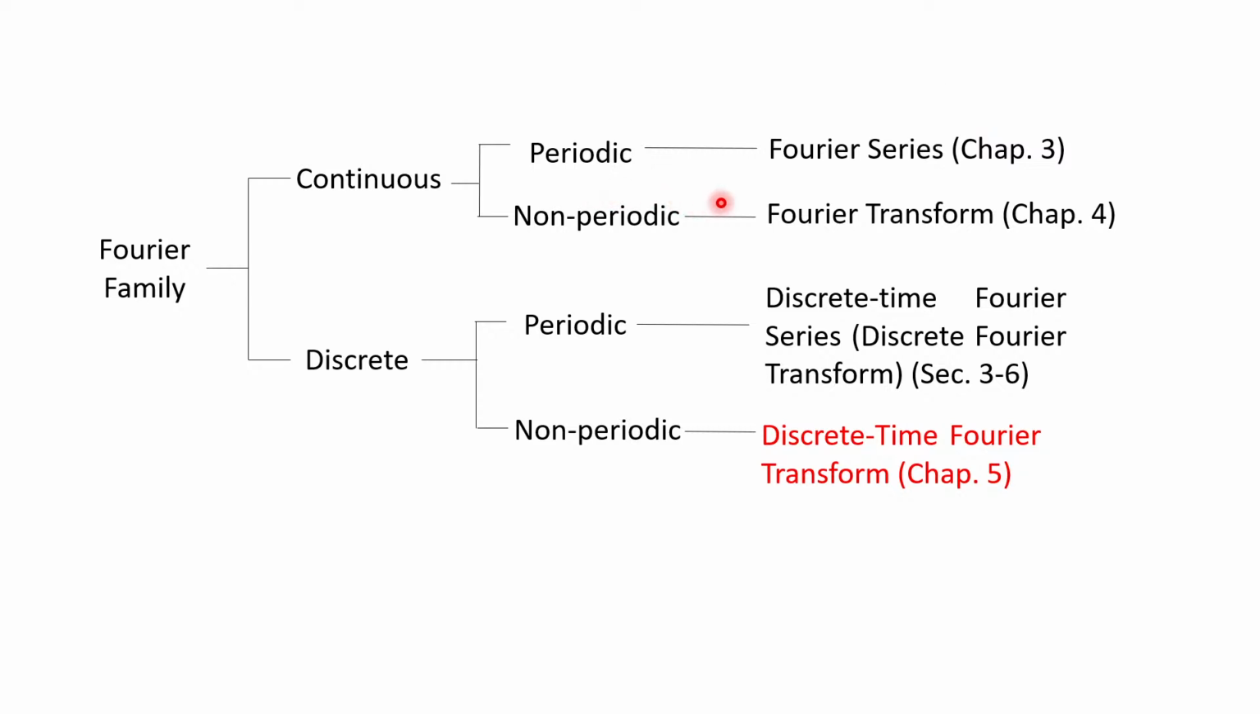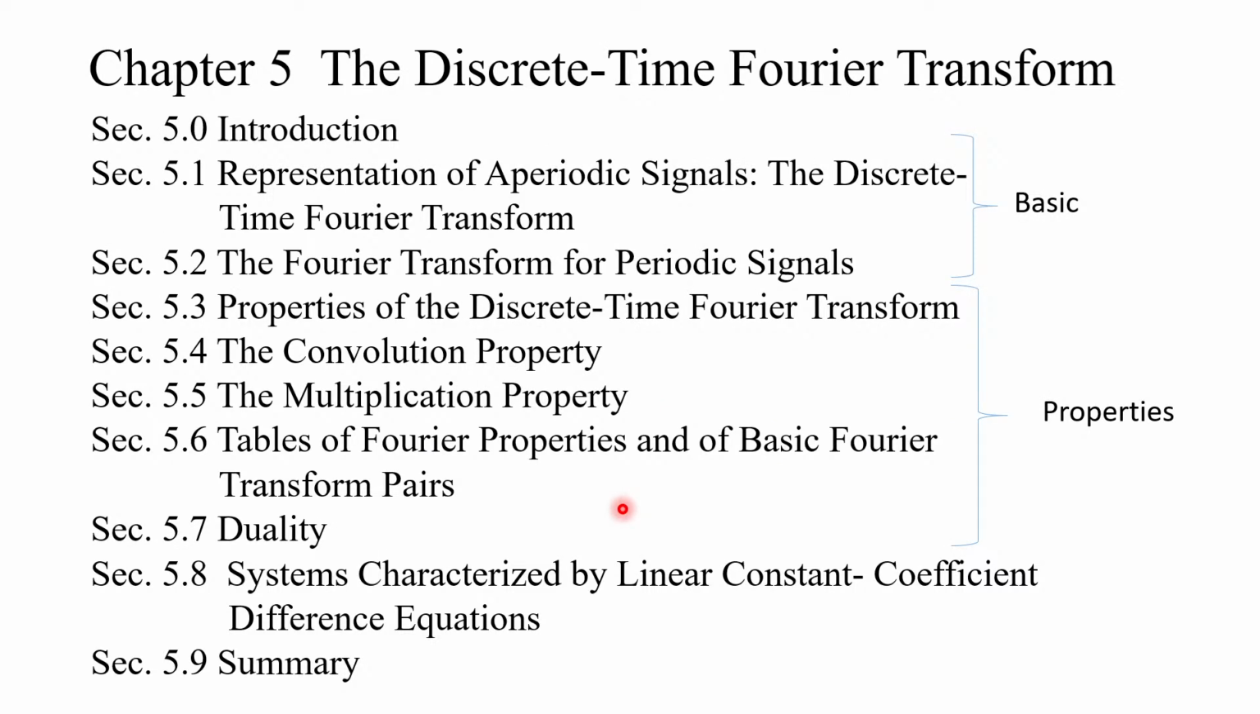We have been talking about Fourier series since chapter 3. So we talk about periodic functions, for which we have Fourier series, and the continuous-time Fourier series and discrete-time Fourier series are taught in chapter 3. Then for non-periodic functions in continuous time, we have the Fourier transform in chapter 4, which has a very nice symmetry property. And now in chapter 5, we want to talk about discrete-time Fourier transform, which is for discrete time, obviously, and non-periodic functions. And here is the table for chapter 5, basically similar to chapter 4.